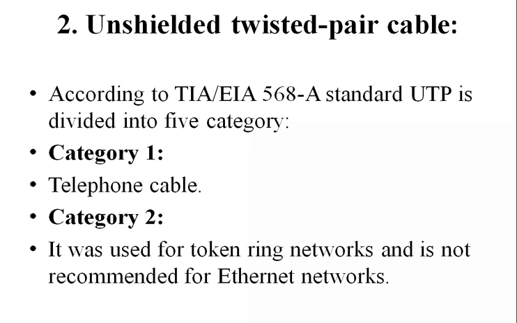Unshielded twisted pair is called UTP. According to the TIA/EIA 568A standard, UTP is divided into 5 categories. These are two standards, Telecommunication Industry Association and Electronic Industries Alliance, which standardize cabling. Category 1 is called telephone cable. It normally uses RJ11.